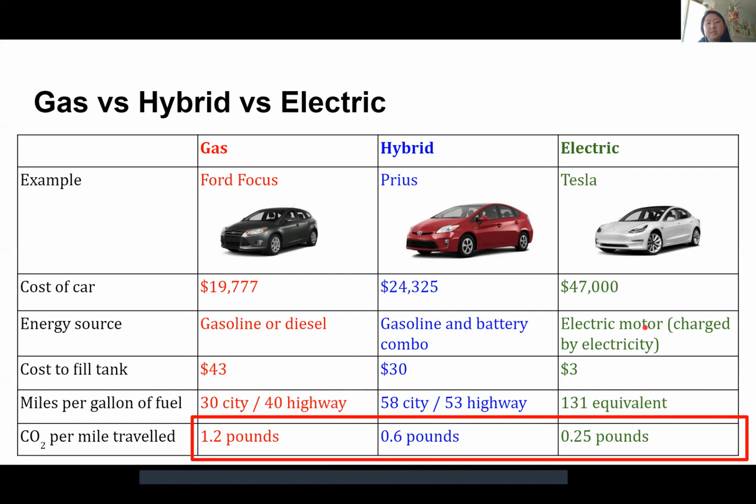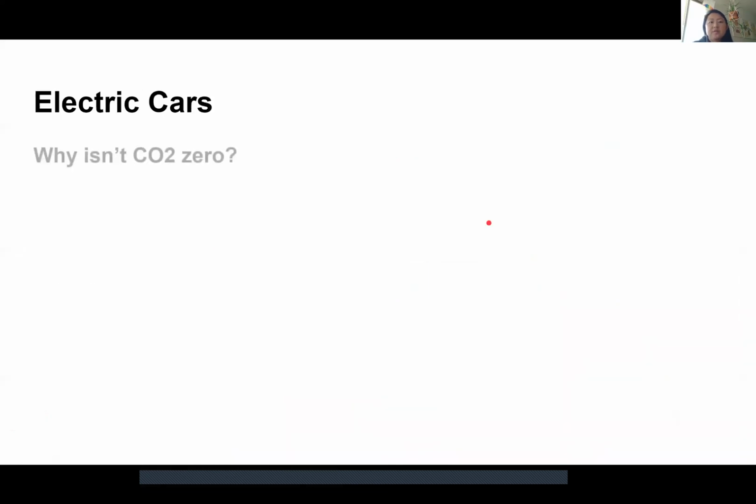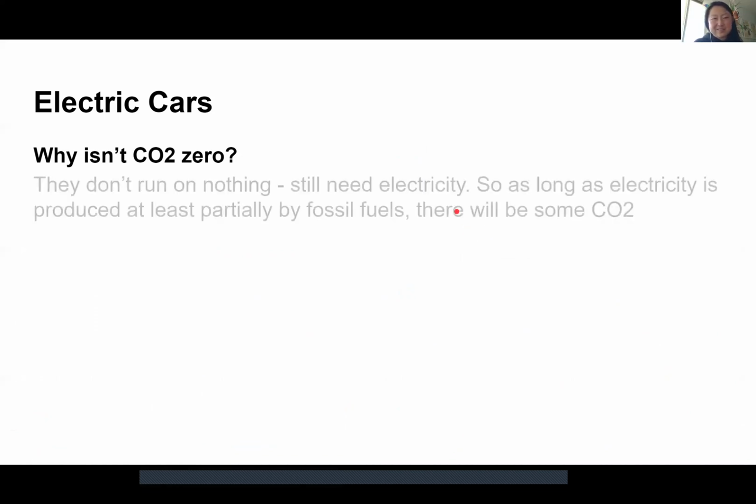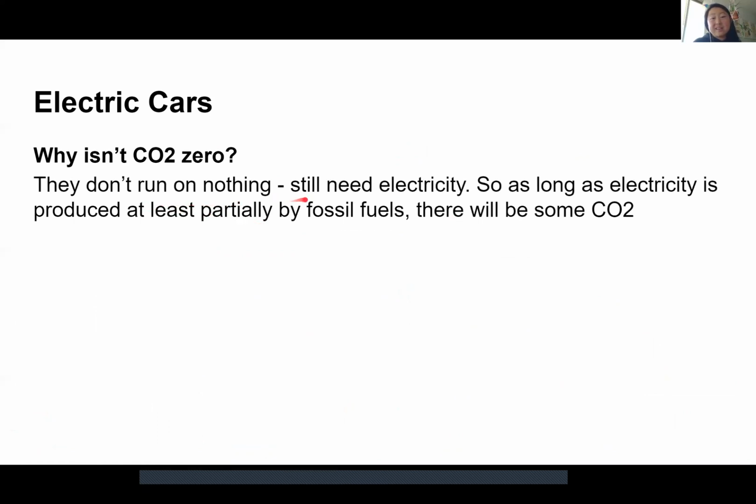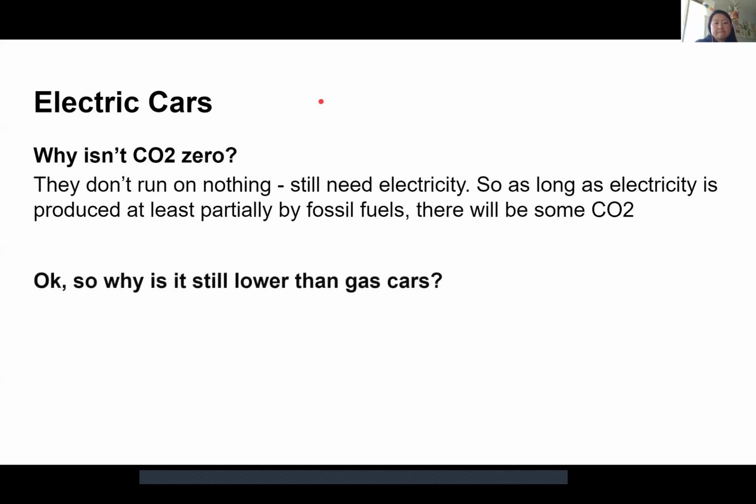And I say almost none because it still takes material to build a Tesla, right? So for electric cars, why isn't the CO2 zero? Because technically they don't emit CO2, right? But they still don't run on nothing. They still need electricity. As long as electricity is being fueled by coal and natural gas, it is at least partially dependent on fossil fuel. So there's some CO2 emissions. Okay, so why is it still lower than gas cars?